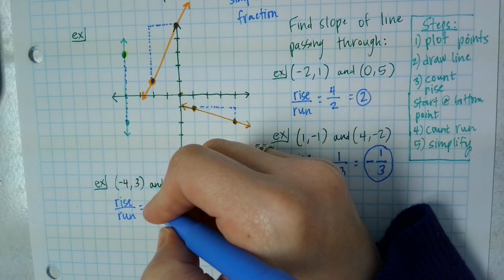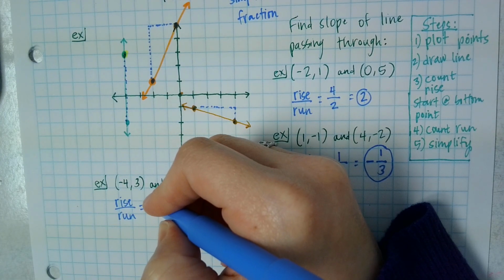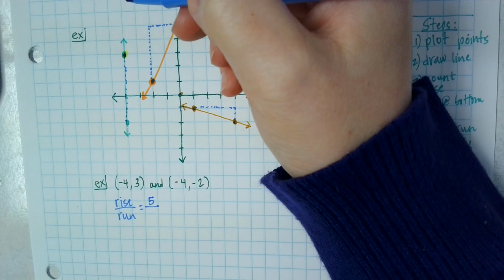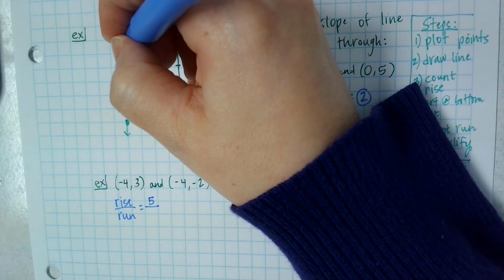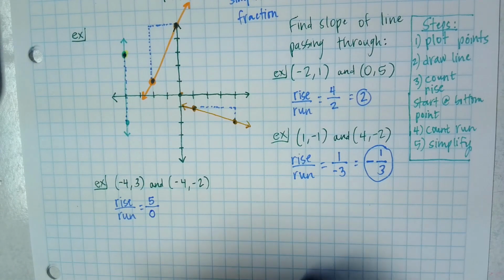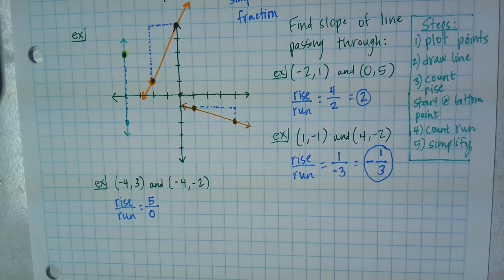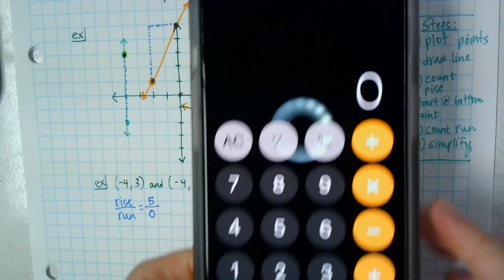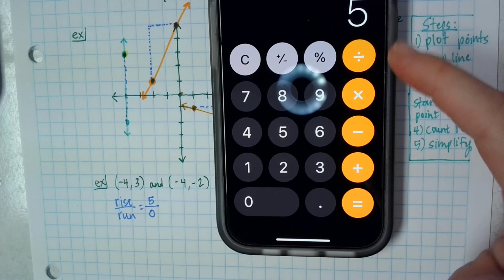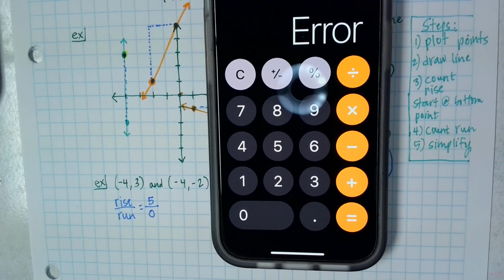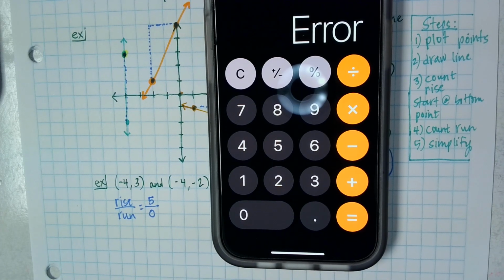I just noticed something. What? You can't run. Yes, very good. So I would rise up 5, but then I'm already there. So if I don't go anywhere, what would my run be? It would be nothing. And in your calculators, when you put 5 divided by 0, it says error. Impossible. You cannot divide by 0.